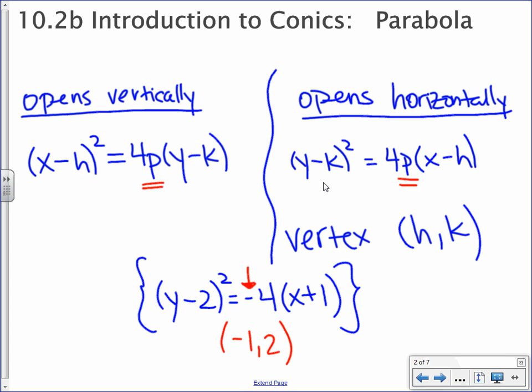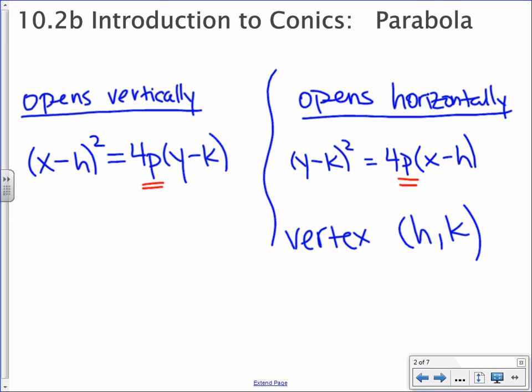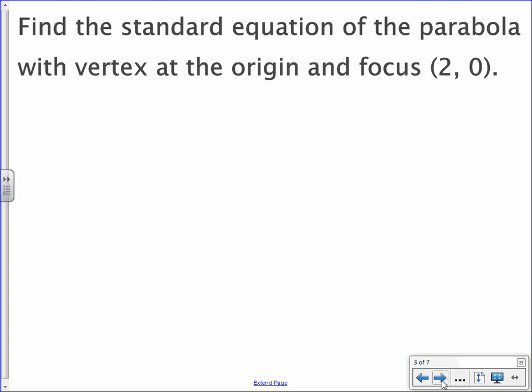Okay, I'm going to give you information about a parabola, and we're going to have to write the equation. Like this. I have a parabola with a vertex at the origin and a focus at 2, 0. So we know the vertex is at the origin and the focus is at 2, 0. Okay. What am I going to tell you to do when you are given this kind of information? Draw a picture. Okay.